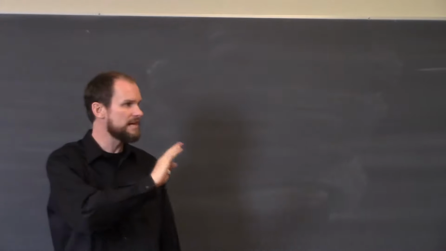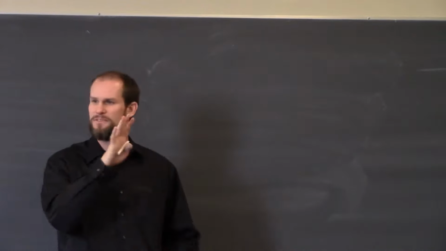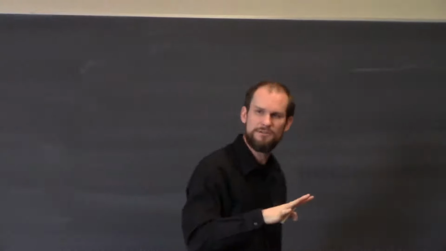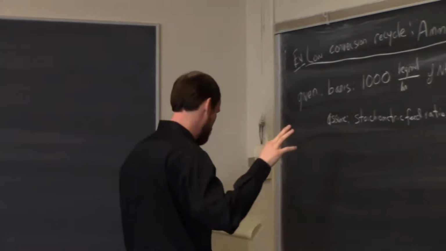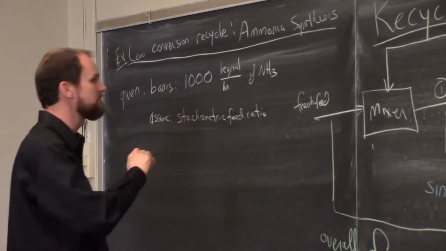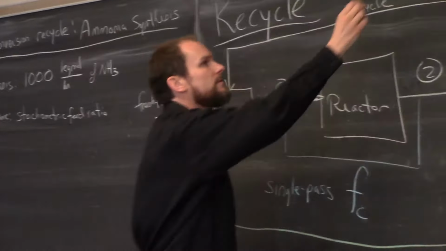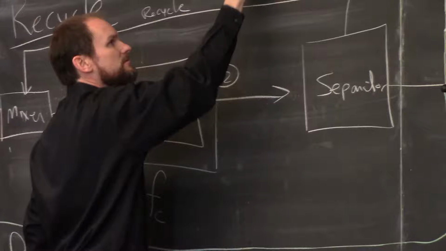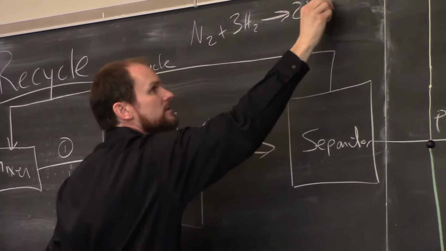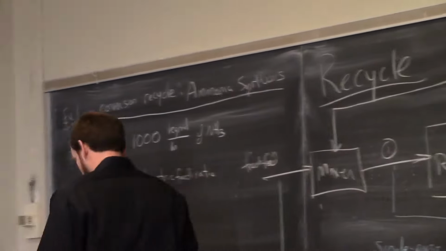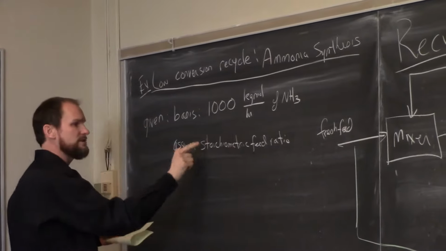Okay, so what does that mean? We talked about excess and limiting reactants. We're not going to have any of those. What's the feed ratio going to need to be for nitrogen and hydrogen? 3 to 1, right? Because we're talking about N2 plus 3 H2 going to 2 NH3. So, okay, stoichiometric feed ratio.